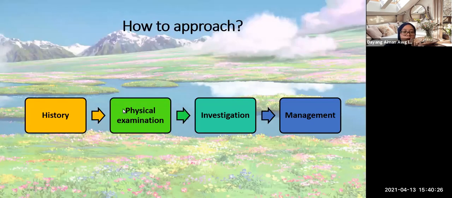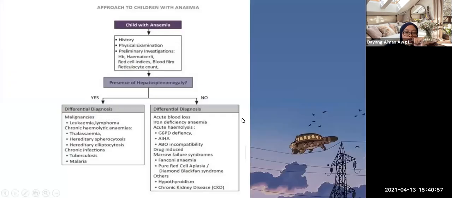Okay. So when we see a patient with anemia, how do we approach them? First we need to ask about the history, for the symptoms of anemia, the causes of the anemia, and also assess the risk factors and the complications. Then we do a physical examination to look for any specific features which can help us to diagnose them, and then proceed with investigation to confirm the diagnosis. Next, we will manage the patient accordingly. So this is the algorithm that is given in the PBS protocol.